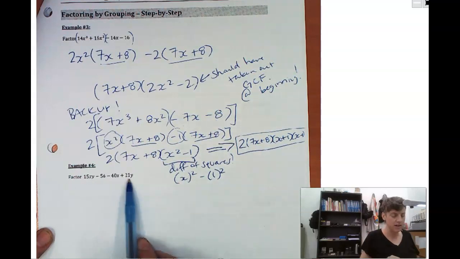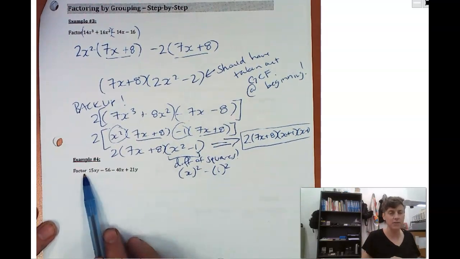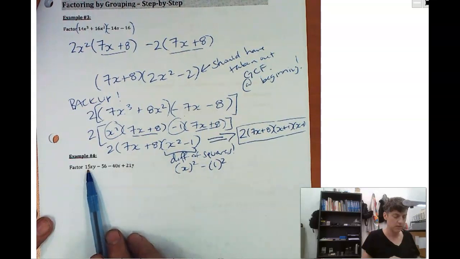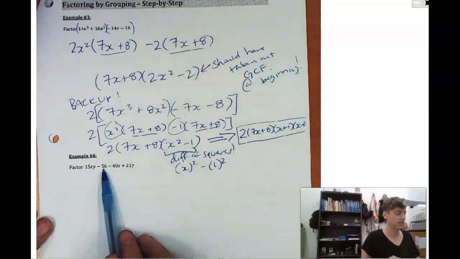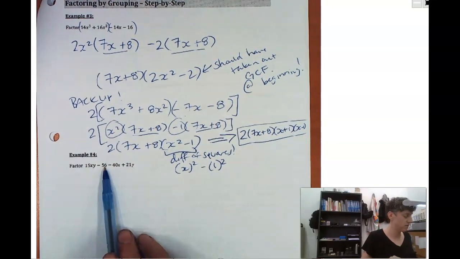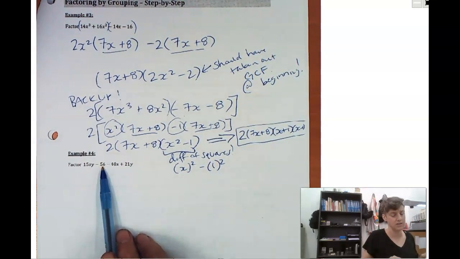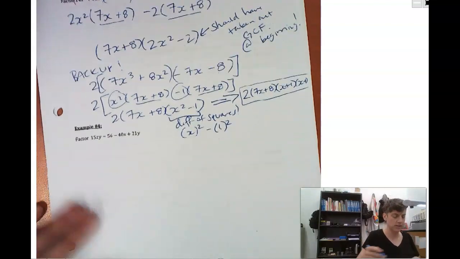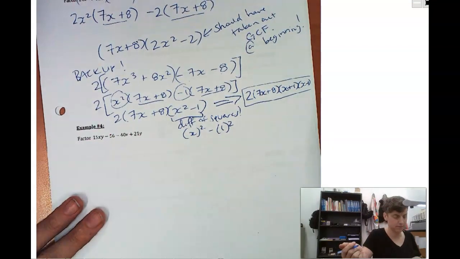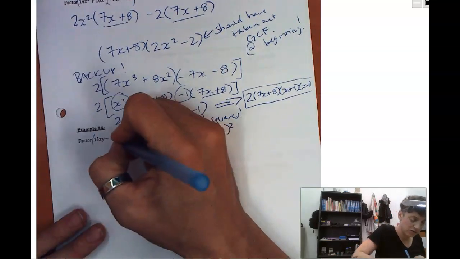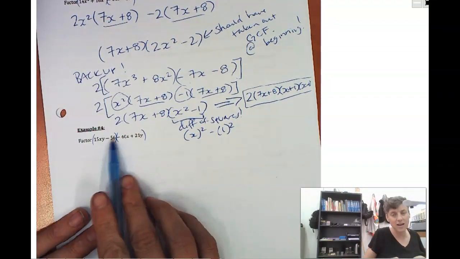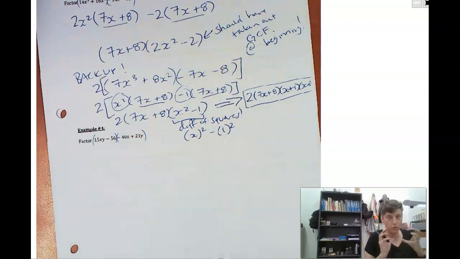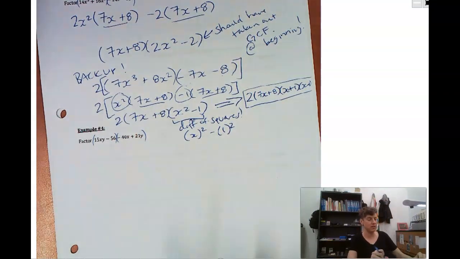Is there a greatest common factor in example number 4? 15 and 56. I don't think 56 is divisible by 3, so that's not going to... nope. No GCF. We're not in danger of having an issue like we did last time. Let's group our first two and group our second two. Again, this does not mean I'm multiplying. It just means I'm grouping the 2's and 2's together.